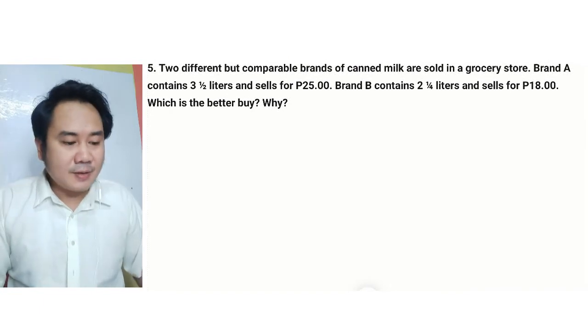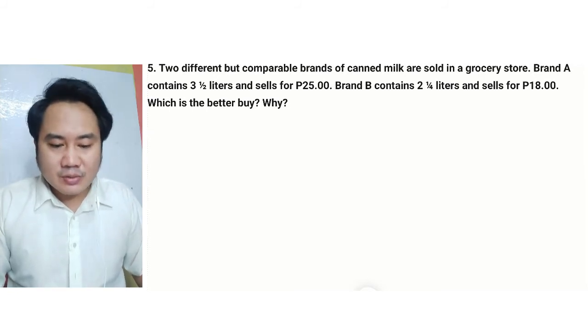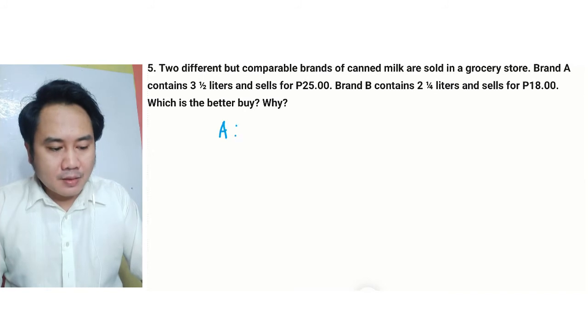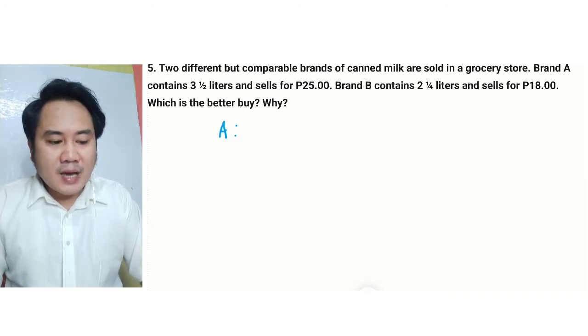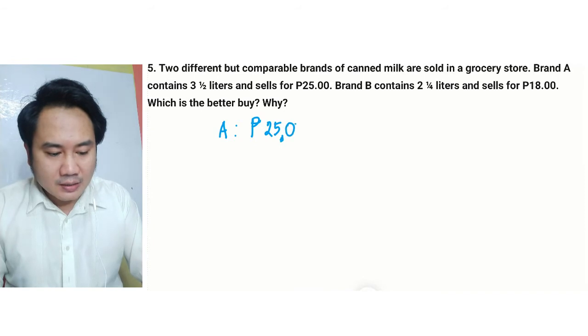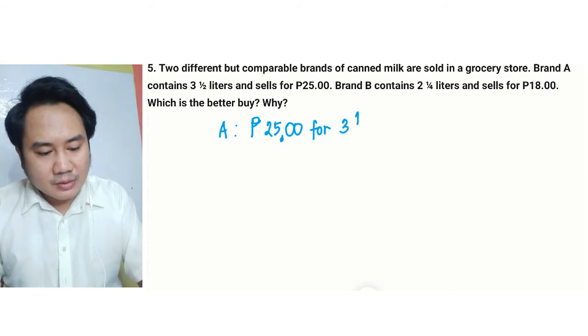Last, number 5. Two different but comparable brands of canned milk are sold in a grocery store. Brand A contains 3.5 liters and sells for 25 pesos. So, 25 pesos ang kanyang halaga for 3.5 liters.